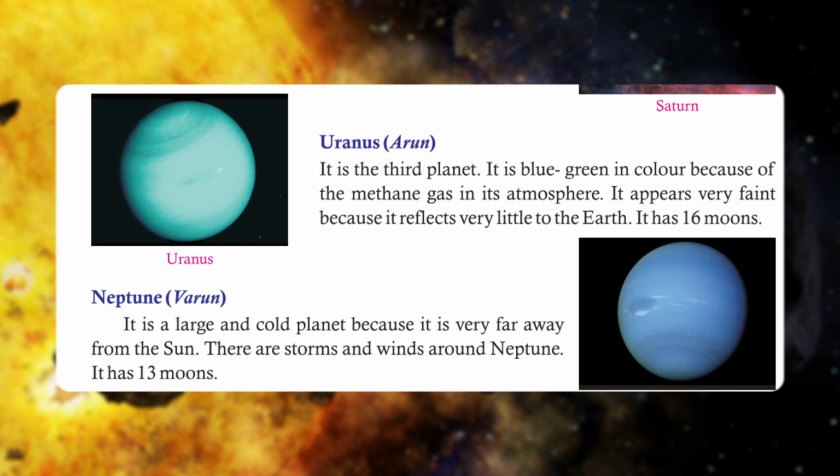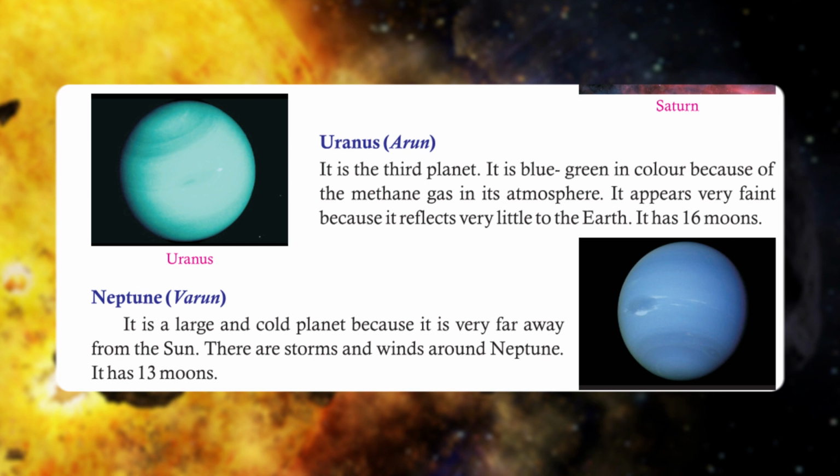Uranus, Arun. It is the third planet. It is blue-green in color because of the methane gas in its atmosphere. It appears very faint because it reflects very little light to the Earth. It has 16 moons.